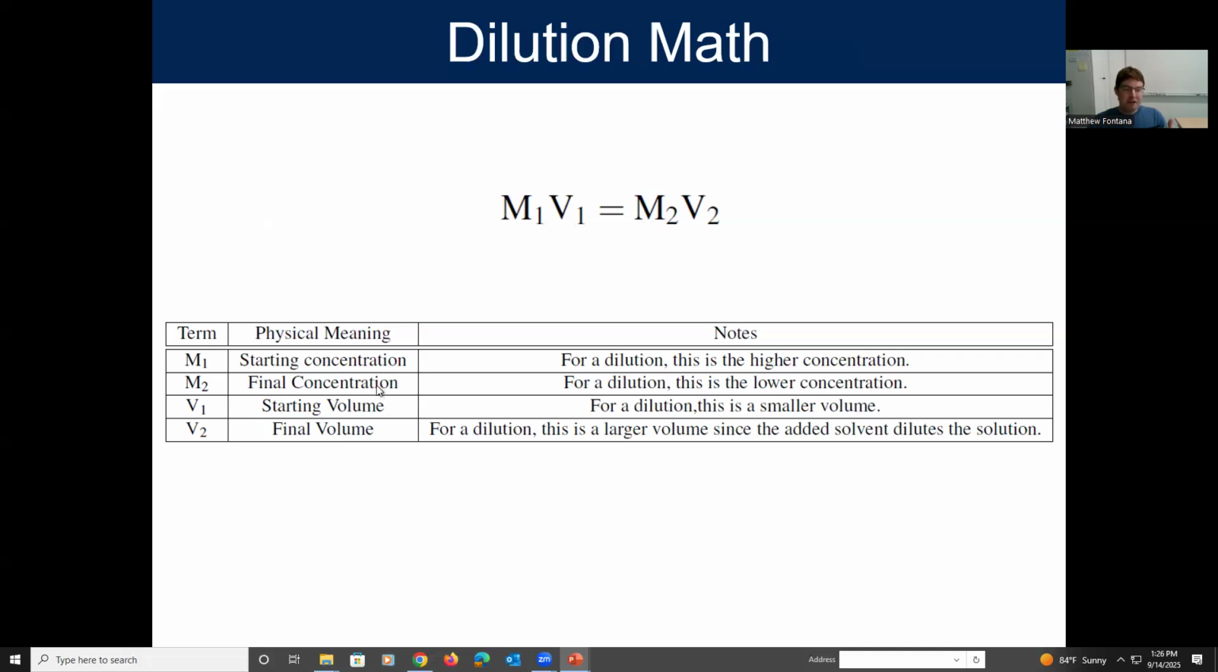So when you do a dilution, you go from high concentration to low concentration, and from a lower volume to a greater volume. That's all wrapped up in this equation here. Since this is an algebraic equation, we have one equation, which means we can solve for one unknown. Practically, this means if I know 3 of the 4 terms, I can then solve for the remaining one.